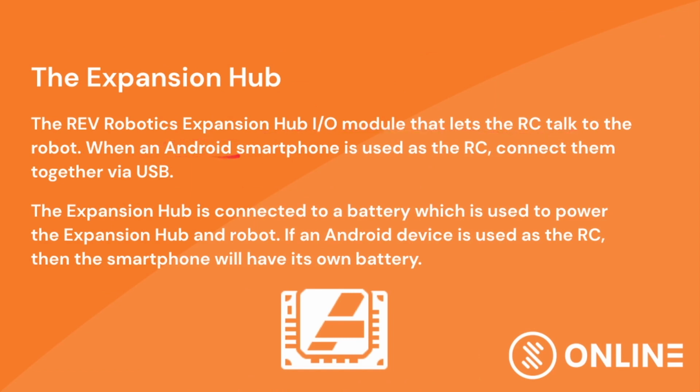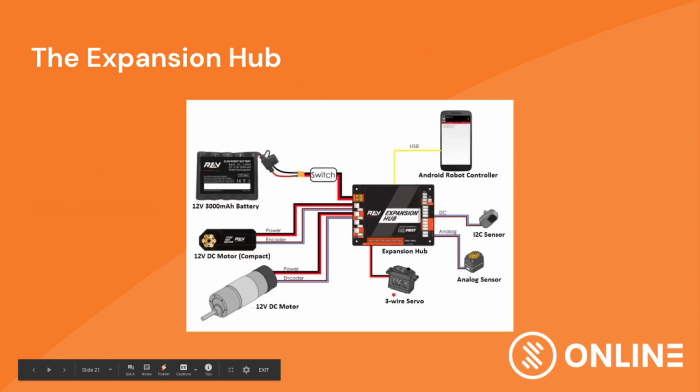When an Android smartphone is used as the robot controller, you just got to connect them via a USB cable from the charging port into the back, which is going to be around back here. In the next slide, I'm going to show you what it kind of looks like. The expansion hub is connected to a battery, which powers the expansion hub and the robot. And the Android phone will use its own internal battery if it is used as the robot controller. And these two things work together to control your robot.